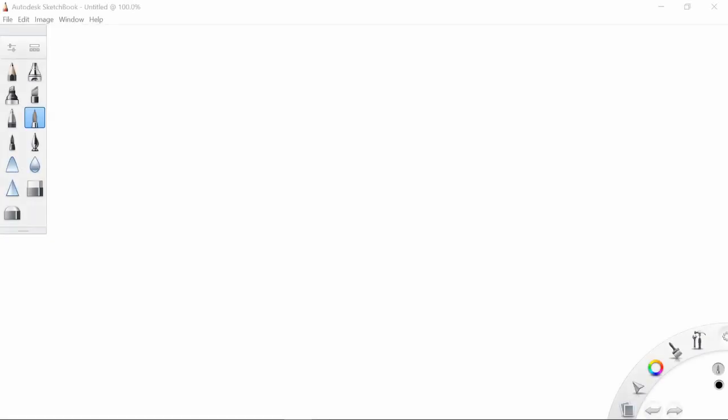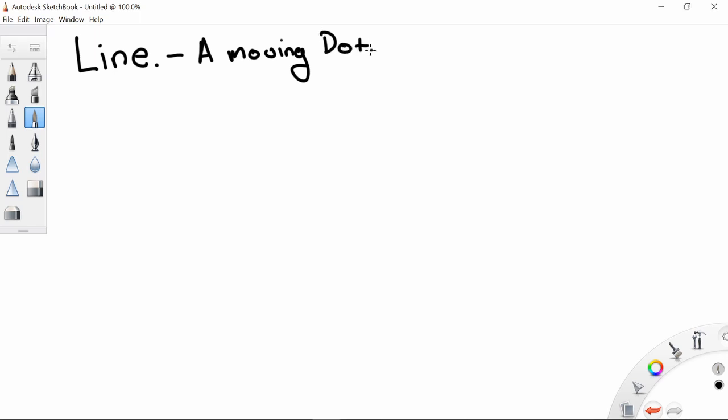All right, so we are going to start with a project, and in the project we are going to use a line. And you have to get to know lines because it's kind of the foundation of everything you can begin to consider. A line is a moving dot.